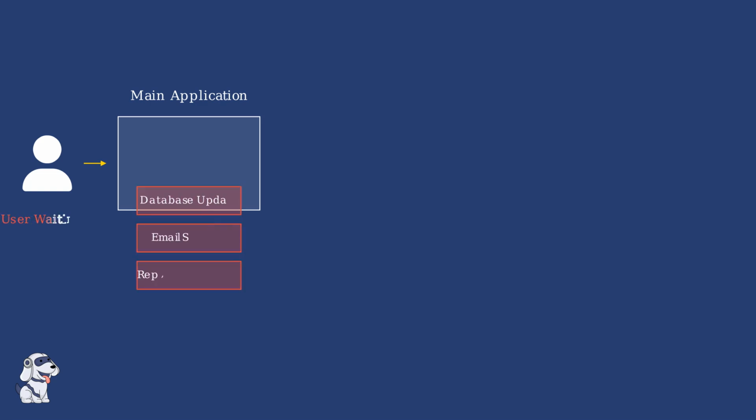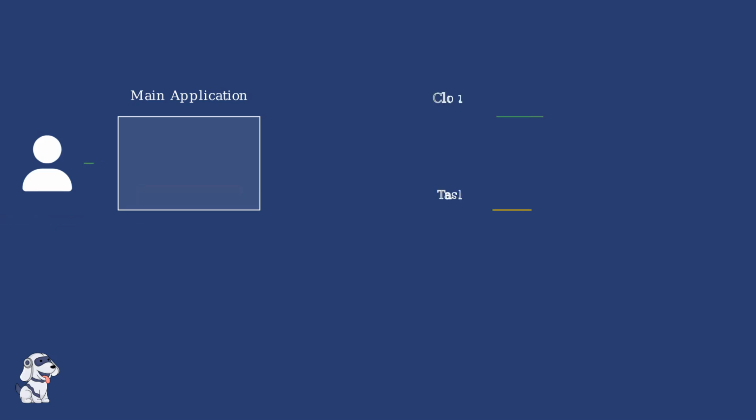In synchronous processing, heavy operations like database updates, email sending, and report generation all execute in sequence. The user must wait for each task to complete, leading to poor responsiveness and frustrated users. Cloud Tasks provides an elegant solution by introducing asynchronous processing.